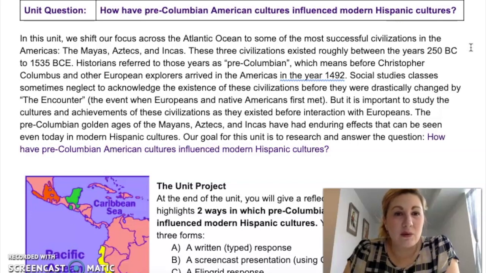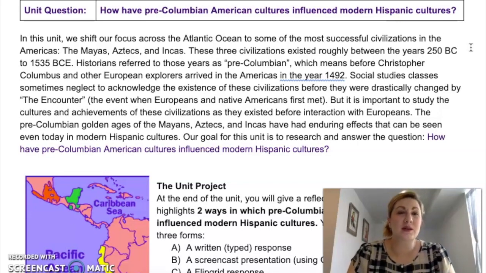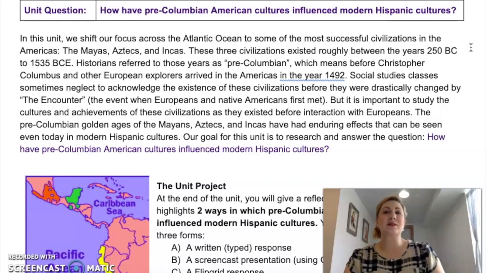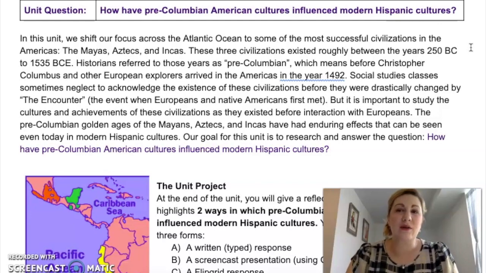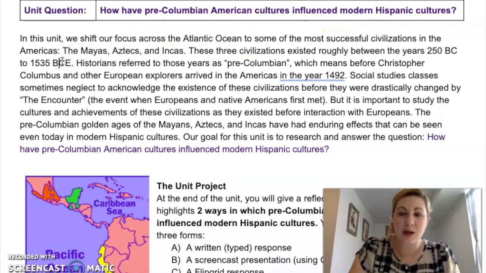In this unit, we shift our focus across the Atlantic Ocean to some of the most successful civilizations in the Americas: the Mayans, the Aztecs, and the Incas. These three civilizations existed roughly between the years of 250 BC to 1535 CE. That should not say BCE. Let's change that now.